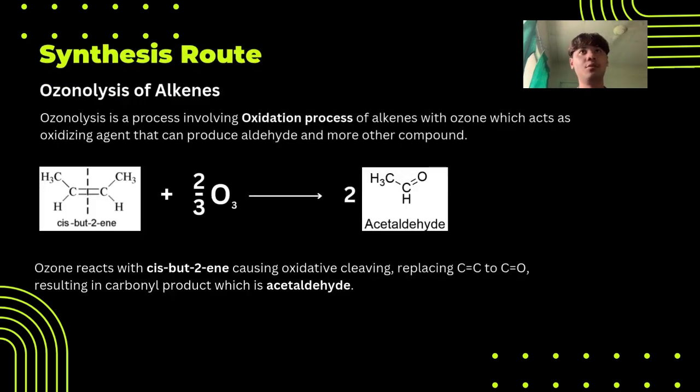Okay, let's move on to the synthesis route. We introduce ozonolysis of alkene. Ozonolysis is an oxidation process of alkene with ozone, which acts as the oxidizing agent, that can produce aldehyde and other compounds. As we can see here, the chemical structure and chemical reaction for the ozonolysis of alkenes. In this reaction, ozone reacts with cis-butene, causing oxidative cleavage, replacing C double bond C with C double bond O. This results in a carbonyl product, which is acetaldehyde.